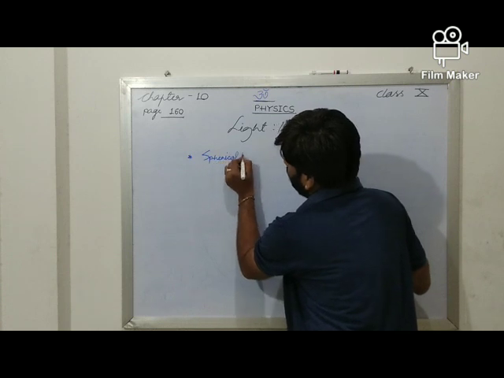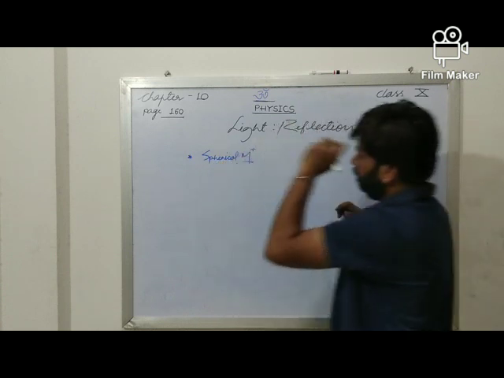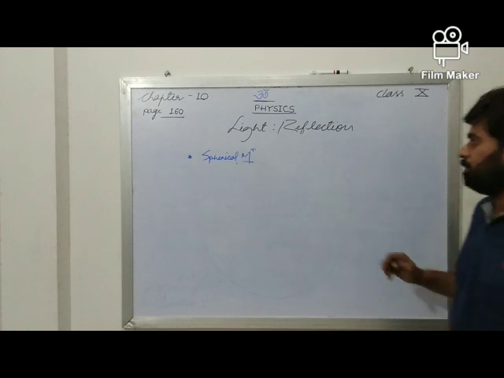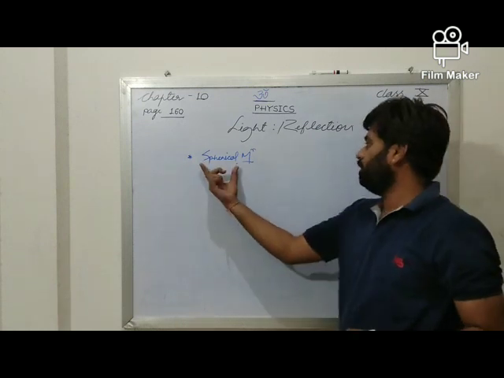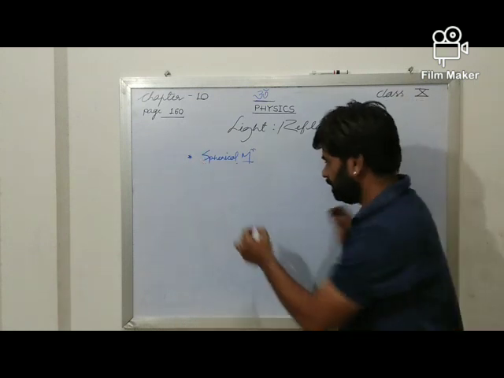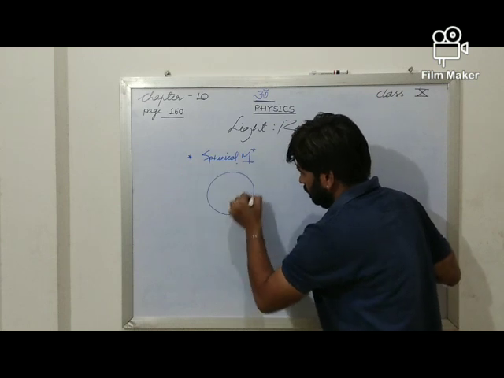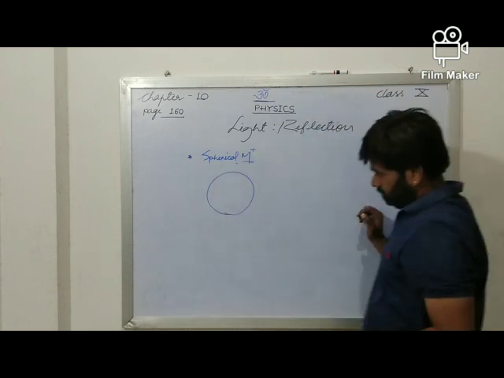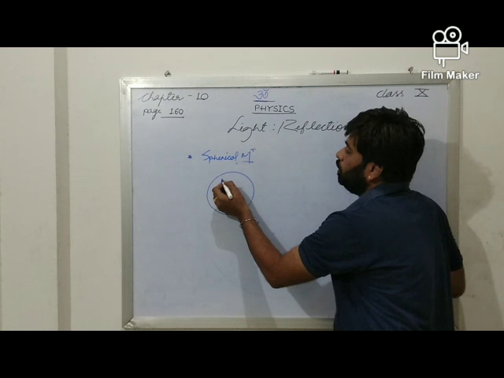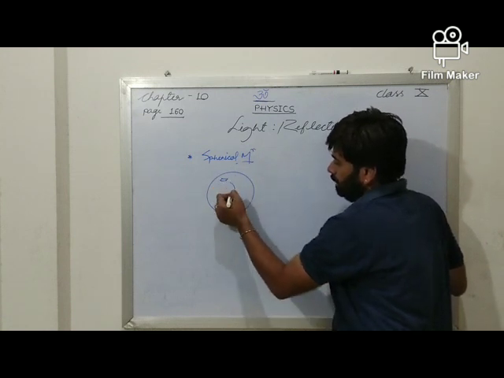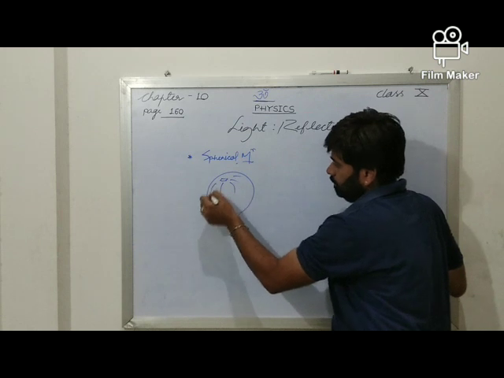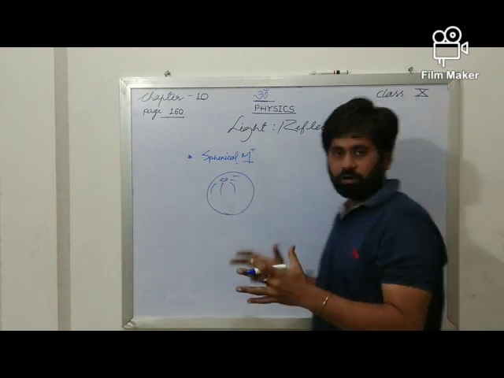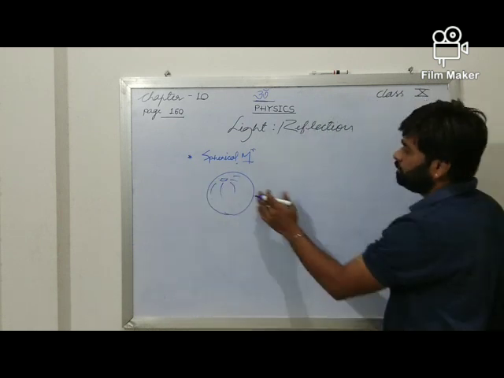Spherical mirror. Now, what do you mean by sphere? First of all, what is a sphere? Sphere is something like this. No, it is not a disc. A hollow ball. Like this, it is like a balloon or a hollow ball. So that is what a sphere is.